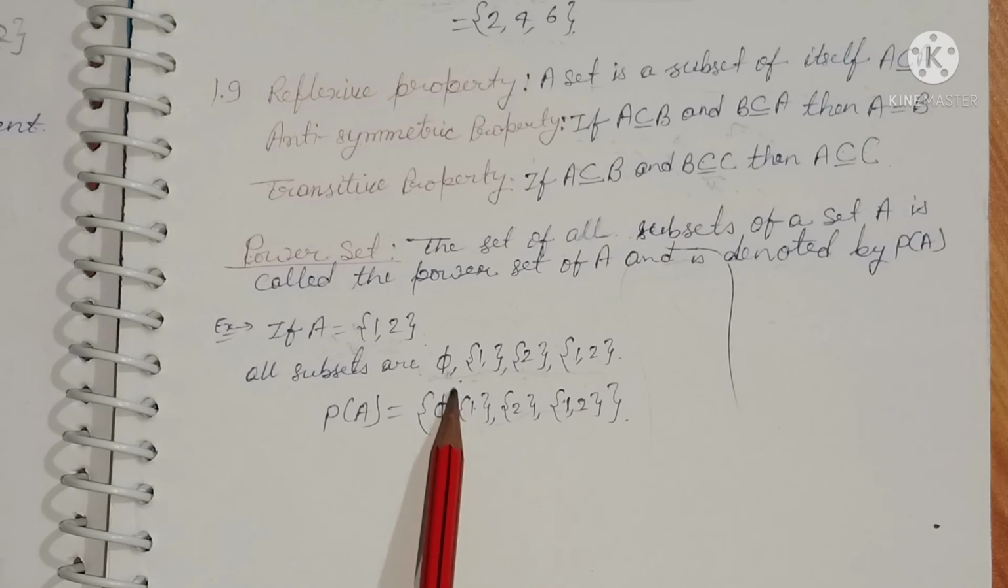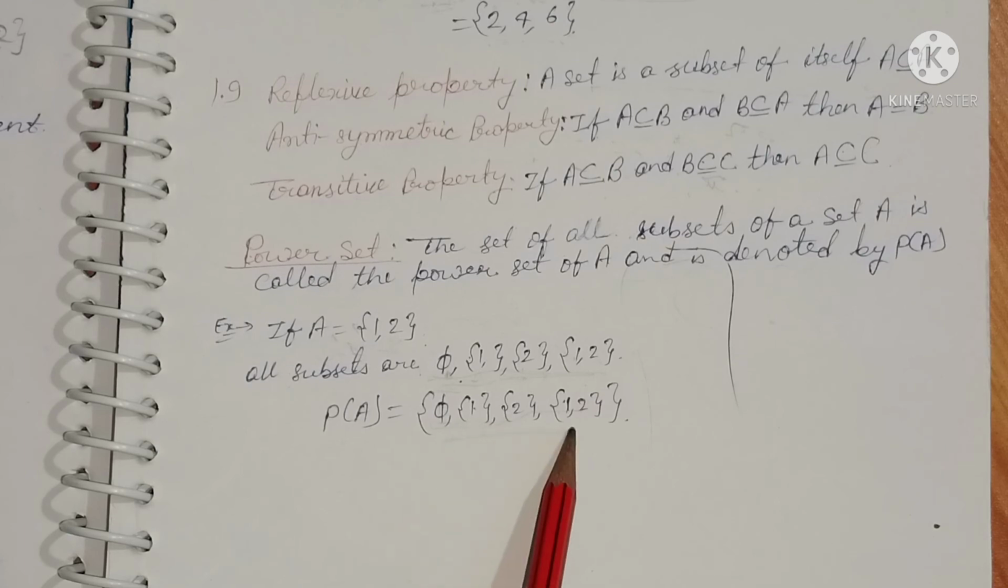Okay, so here these are sets, but in the power set these are acting as elements. So how many elements are there? The null set, {1}, {2} and {1, 2}, so there are 4 elements.